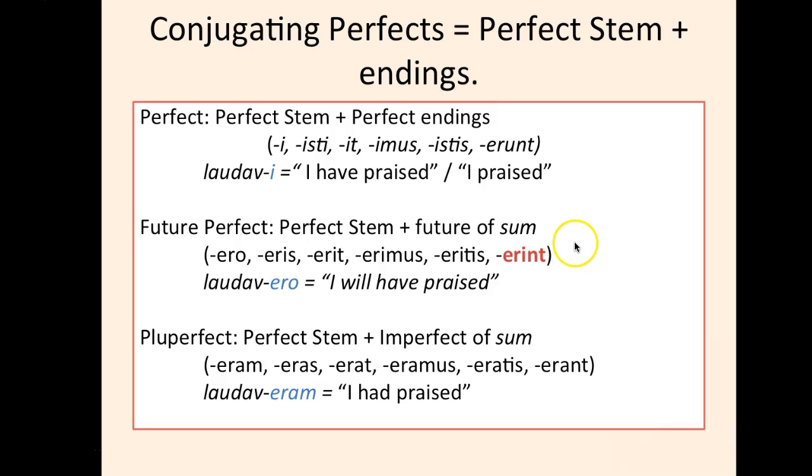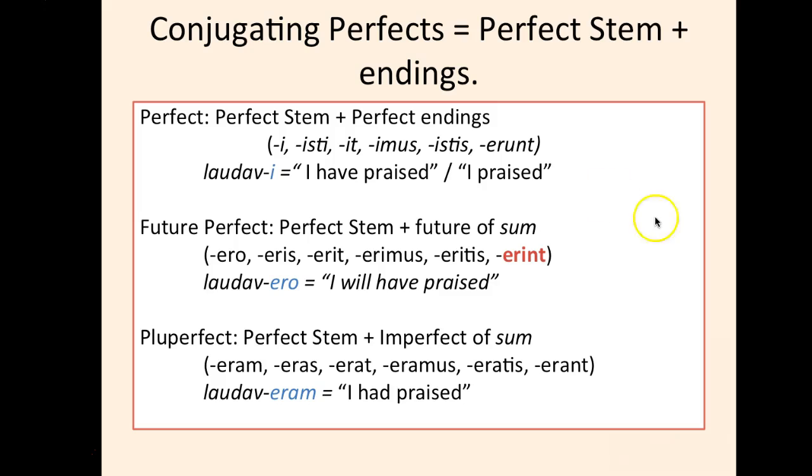which is slightly different than the verb sum, because if you look back, you'll see that the future of sum is erunt. However, that's here, so erint is the future. In the pluperfect, it's the perfect stem plus eram, eras, erat, eramus, eratis, erant. Pretty simple, really, once you know the parts and are thus able to put them together and form the corresponding tense.